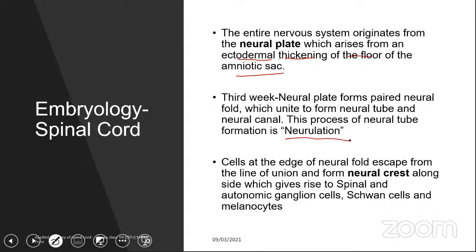Cells at the edge of the neural fold escape from the line of union in the midline and form the neural crest along the sides, which gives rise to the spinal and autonomic ganglion cells, Schwann cells that lay myelin on the nerves, and melanocytes. So that's the beginning of the embryology of the spinal cord.